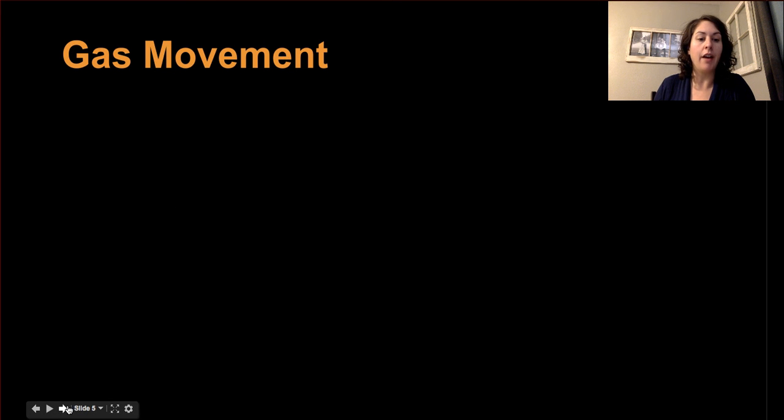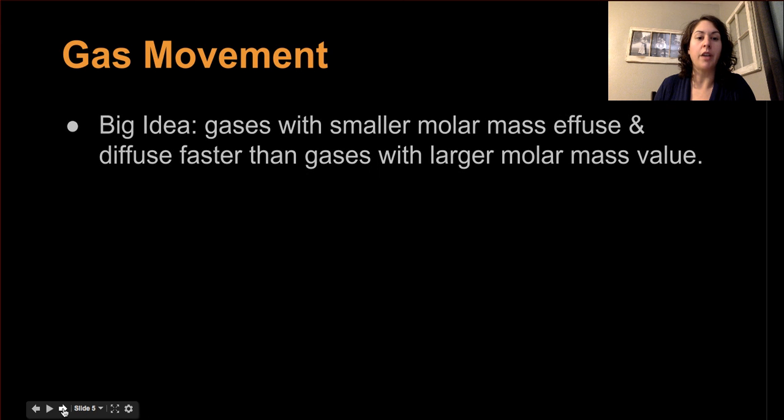We have a couple of things that help us out with that. The first thing I want you to really know is that gases with a smaller molar mass are going to either effuse or diffuse faster than gases with larger molar mass. If a gas has a larger molar mass, there's more going on there, probably a larger gas molecule, and it's going to move a little bit slower in its ability to effuse or diffuse. So that's the big idea.